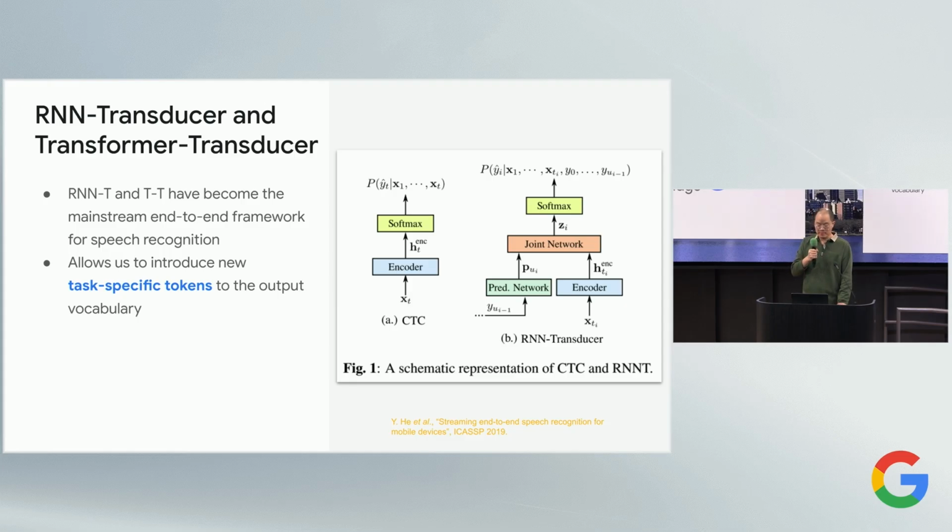They have become the mainstream end-to-end framework for speech recognition, so it allows us to introduce new task-specific tokens to the output vocabulary, which we can use to model the speakers. In a standard framework, there is an encoder, a decoder, which is also known as the prediction network, and finally, a joint network. The joint network will output the sequence of output tokens.